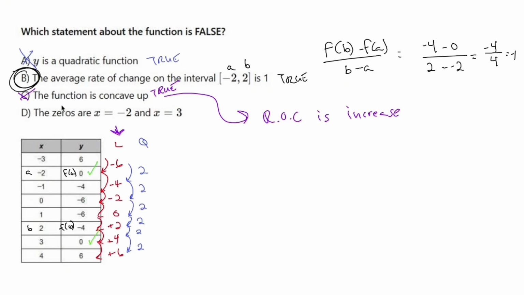Yup. So the zeros are at -2 and 3. U was true, which means I didn't want U, and B was definitely the guy that I needed.